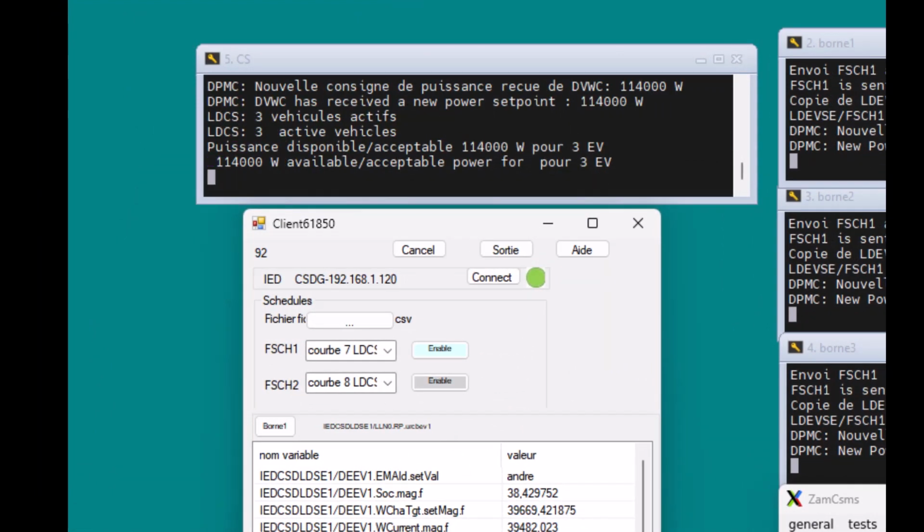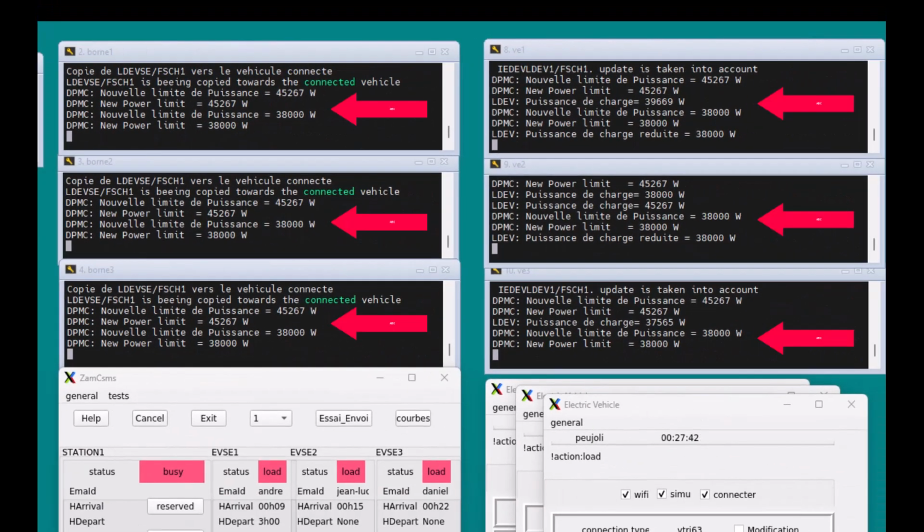The station supply voltage reading indicates a voltage below the minimum allowable voltage. The power management function DER therefore imposes a reduction in the charging powers.